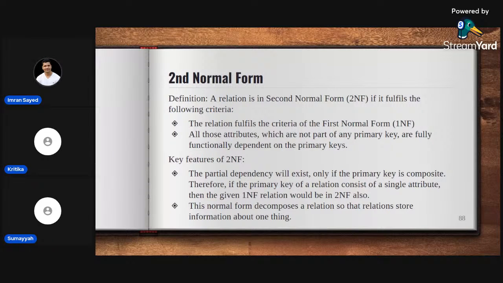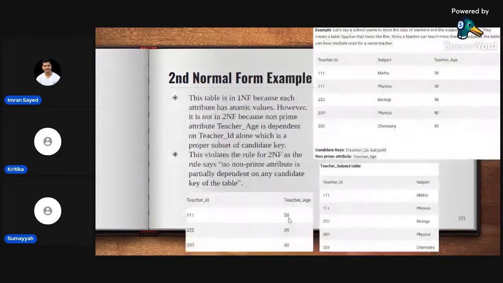Okay, probably it will be clearer with an example. So here we have a table with teacher ID, subject, and teacher age. The candidate key is teacher ID plus subject. So this table is in 1NF because each attribute has atomic values. However, it is not in 2NF because a non-prime attribute, teacher age, is dependent on teacher ID alone, which is a proper subset of the candidate key.